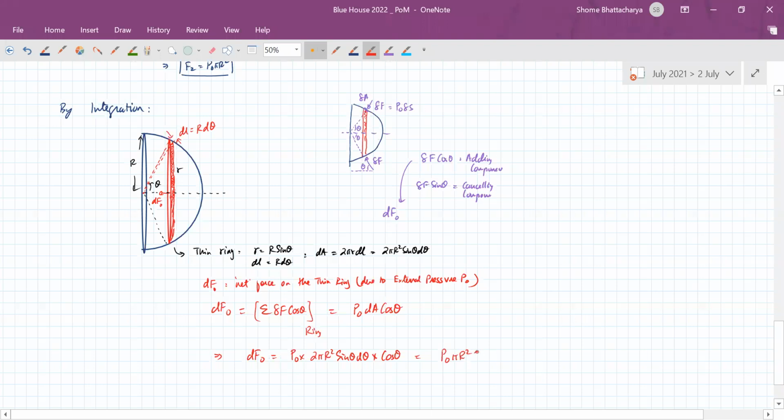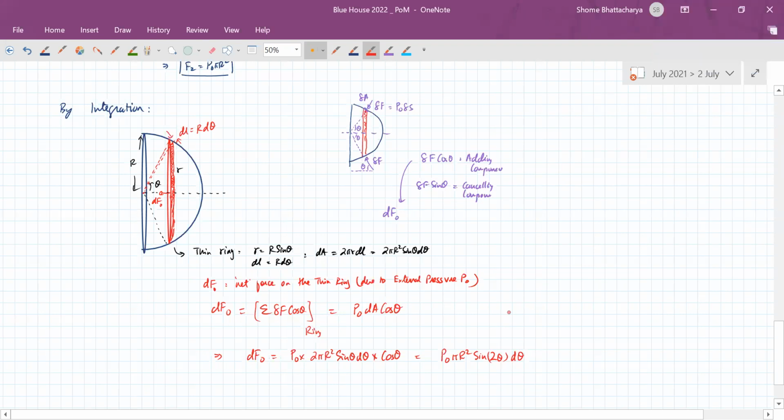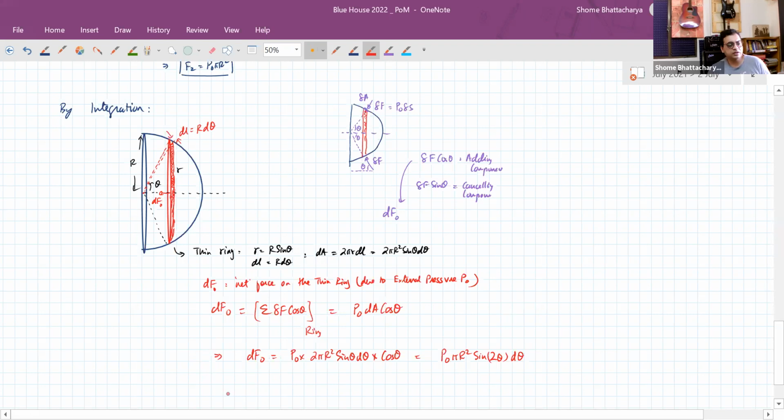Sir, it won't be just pi r square. Sorry, area will be equal to pi r square. No, why would the area be pi r square, child? It is a thin ring, right? What is the area of a ring? Circumference into thickness. Okay, sir. So this is the force that is acting on that thin ring alone.